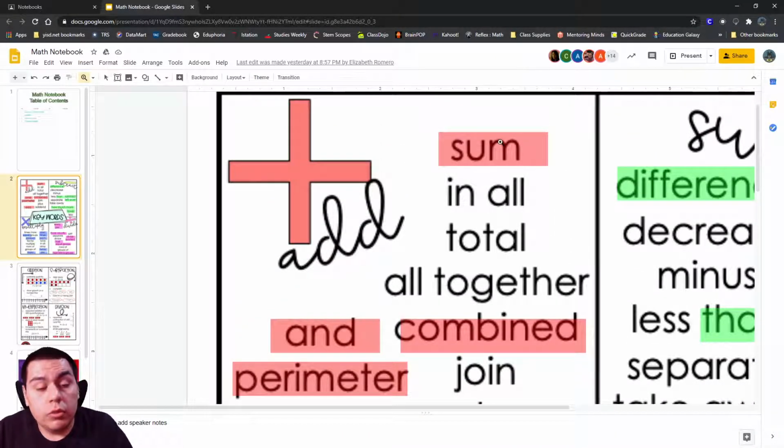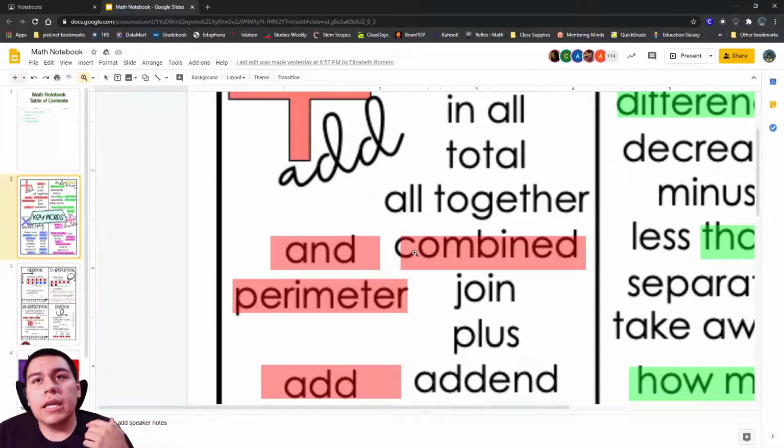Sum is what you actually call the answer to an addition problem. So if they ask you for a sum of something, they're not asking you to give them a piece. They're telling you, add them together, tell us what your answer is. If they say combined, a lot of times when they say combined, they're asking you to take different parts and put them together. You could use addition for that.